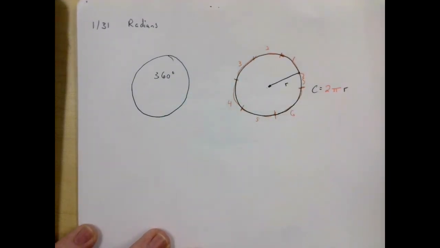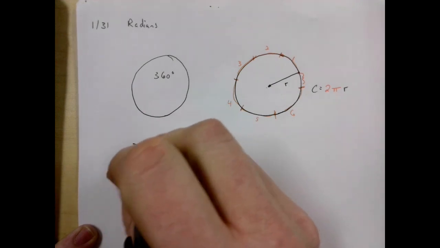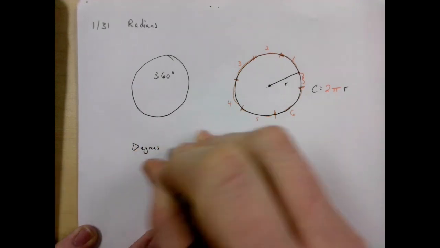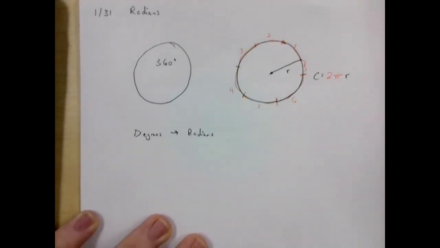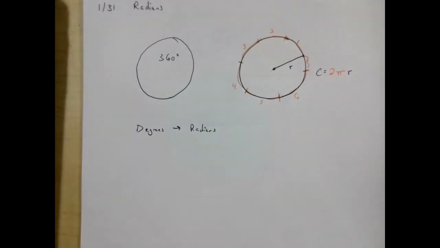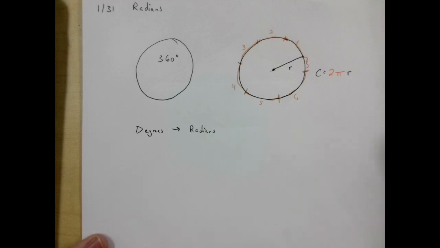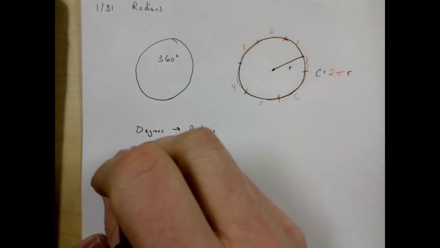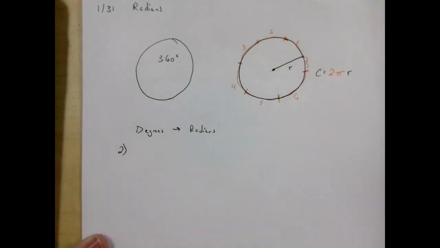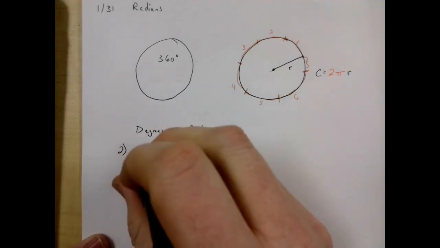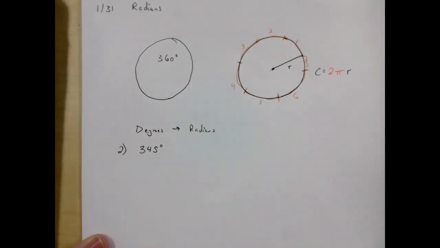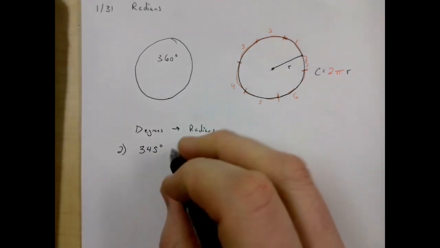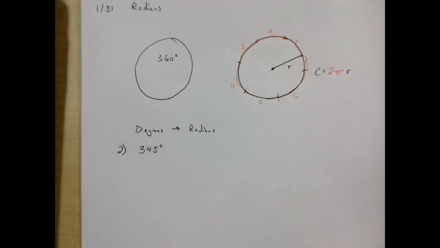All right? So we're going to start with this idea of going from degrees to radians. Now, if we want to go from degrees to radians, I'm going to take a look at problem number 2 on today's assignment, because you guys only have to do the evens. Okay, so I'm just going to show you number 2 and number 4, and then you'll do the rest of the evens. So here, we've got 345 degrees. All right. Now, I want to convert this from degrees to radians.